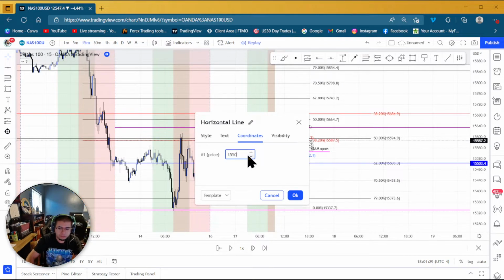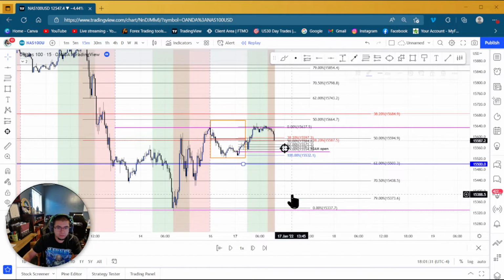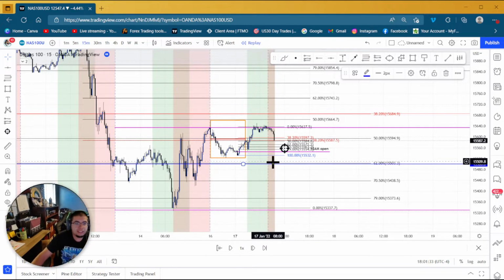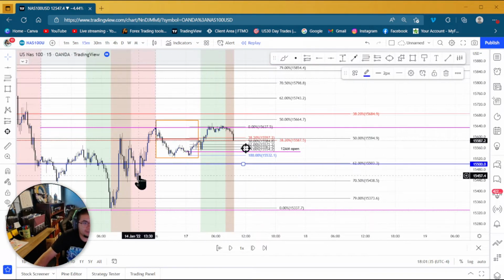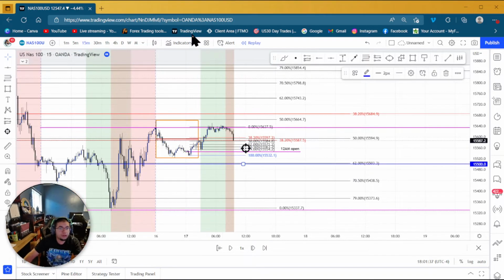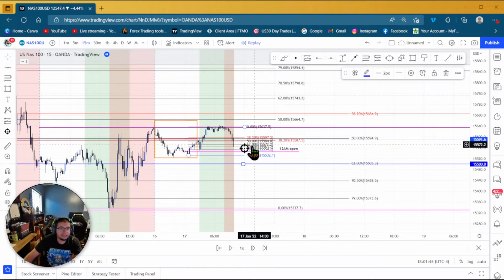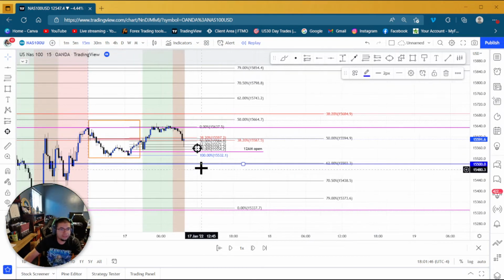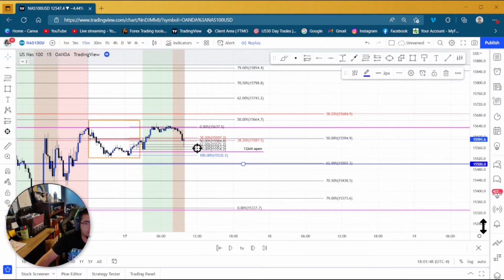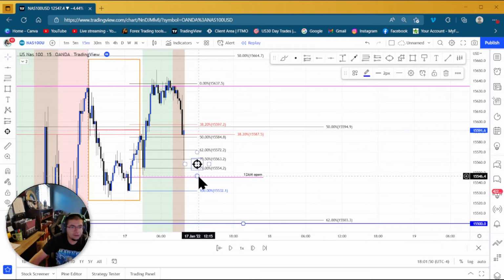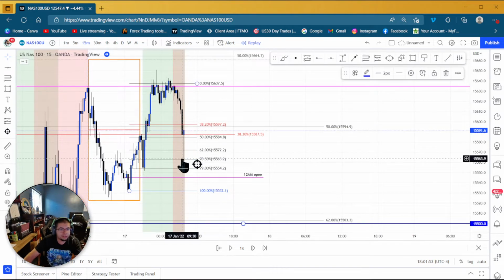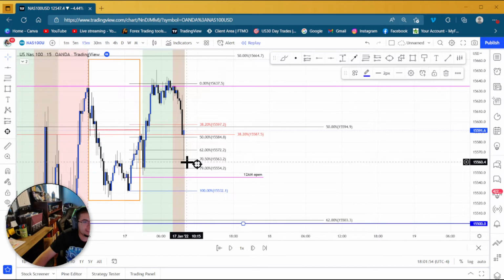One, two, three, 500. Okay, so we can see that there's an area right here where we can look to go long. So I'm going to go one more and okay, guys, I am going to wait. It pulled up. It never went into it, it hit the 70%. So I might have gotten in at the 70%.